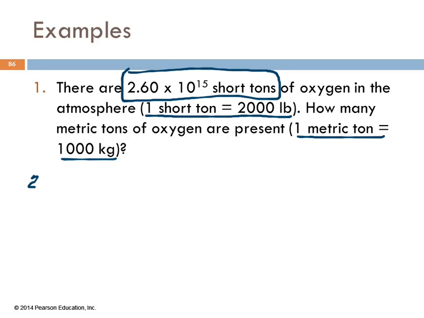So 2.60 times 10 to the 15 short tons. And if you're not familiar with that unit, that's fine. I'm not familiar with it either. Short ton. Oh. So that's a short ton of oxygen. And what do they want us to find? Metric tons.